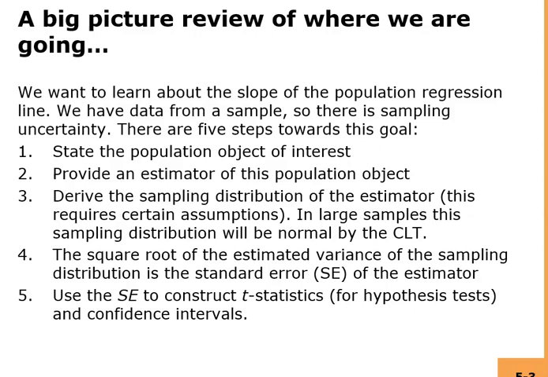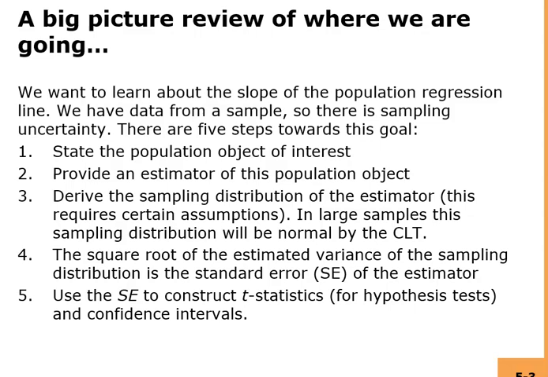Number two, provide an estimator of this population object. So once again, the regression analysis or the OLS analysis is the process through which we obtained an estimator for this population. We did that in the earlier chapter. Now in this chapter, we will focus more on the 3rd, 4th, and 5th aspects. So number 3 is derive the sampling distribution of the estimator.